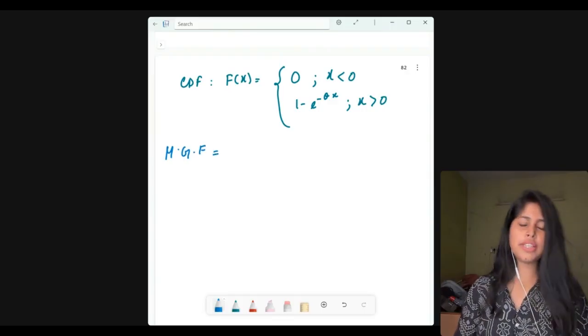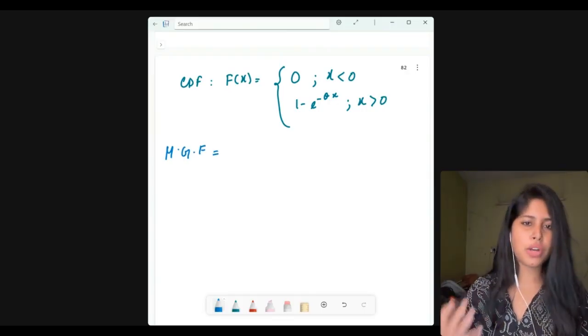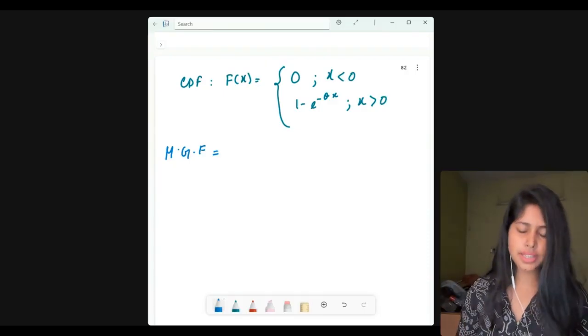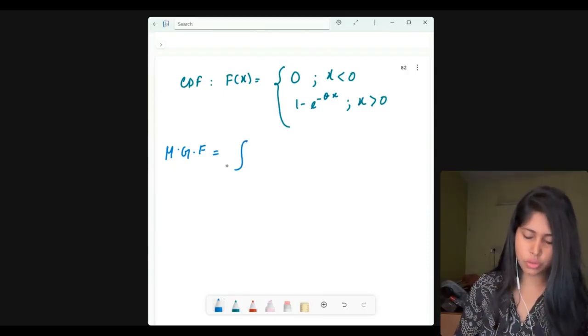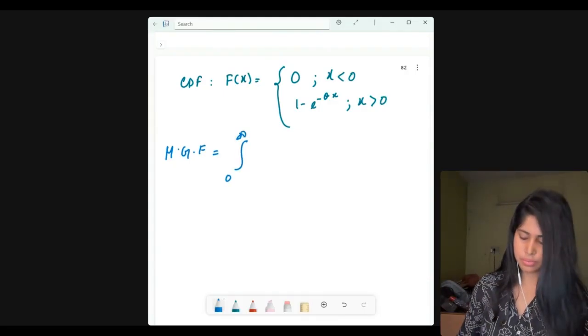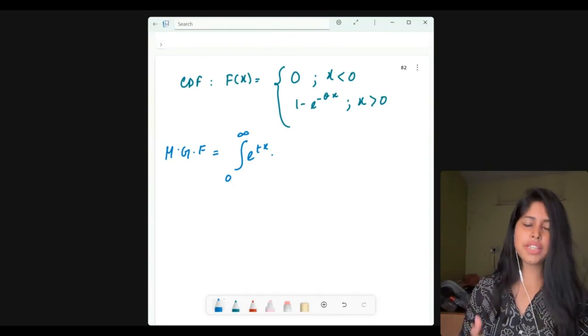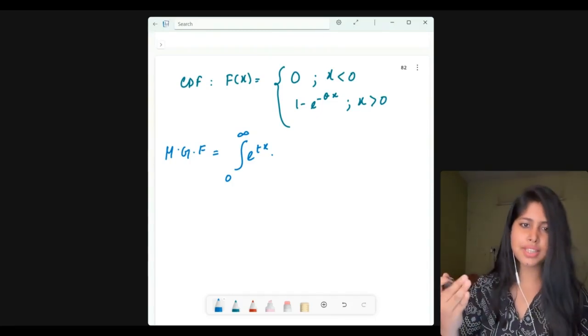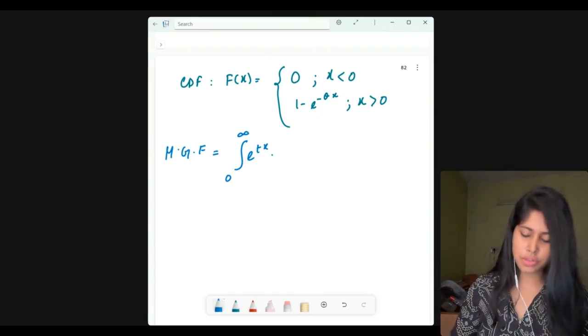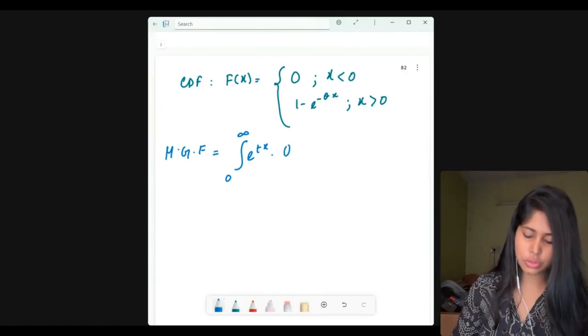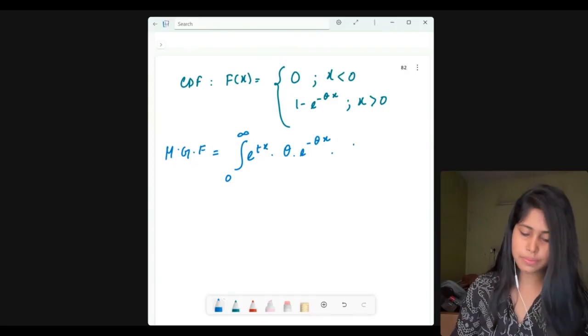MGF will be what? That is the expectation of e to the power tx, right? And how do we write it in integration form? We will write it as the integral from 0 to infinity of e to the power tx times fx dx. What is our fx? fx is theta into e to the power minus theta x. That is our PDF, right? So it will be theta into e to the power minus theta x dx.